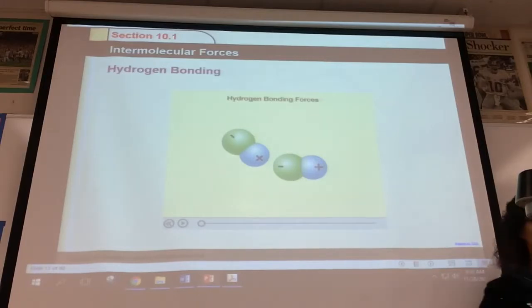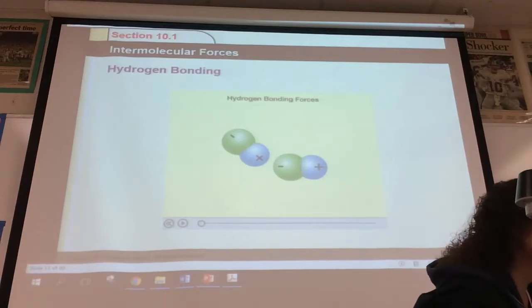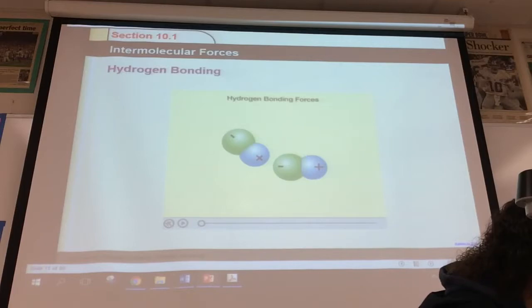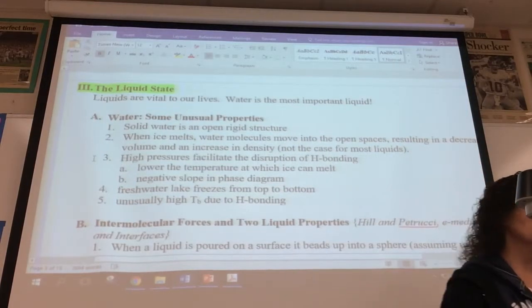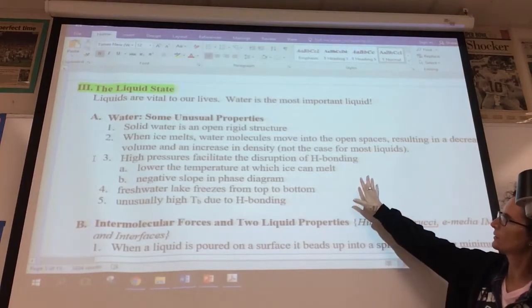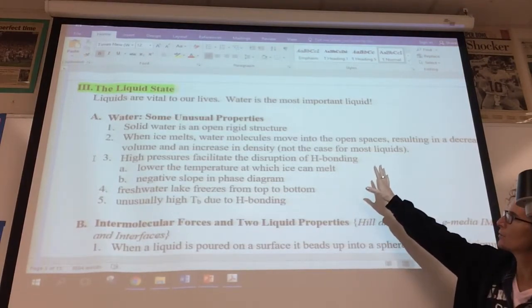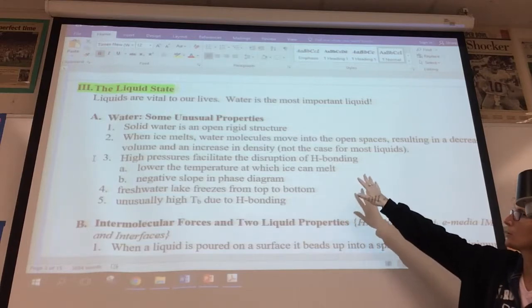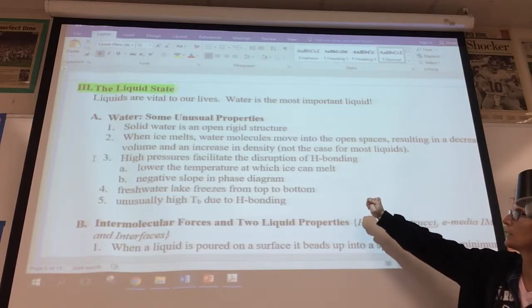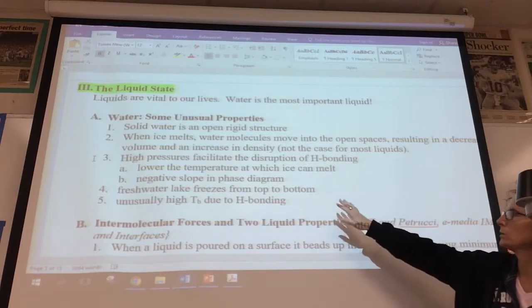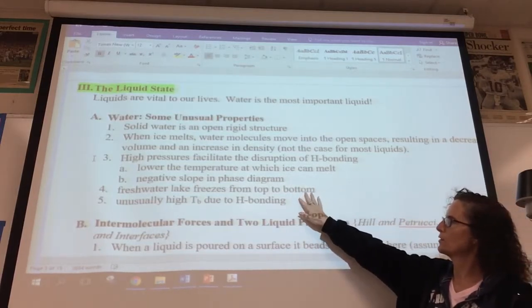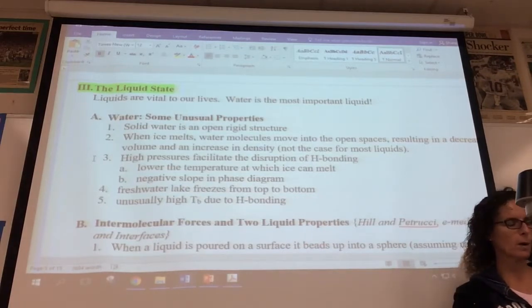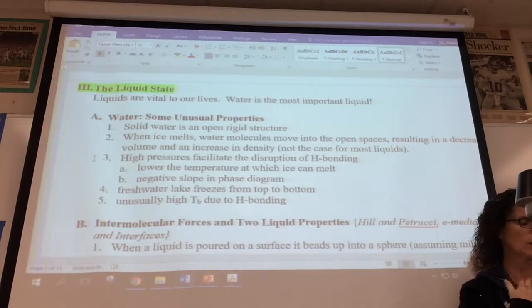So you can see the hydrogen bonding, especially in ice, and how those hydrogen bonds are broken when ice melts, as well as giving rise to some of the unusual properties that water displays, which are listed here. We looked at the hydrogen bonding at high pressures. That's going to facilitate hydrogen bonding disruption. We'll take a look at phase diagrams next time, not today. You know that freshwater lakes will freeze from top to bottom. That's how the fishies can keep swimming.